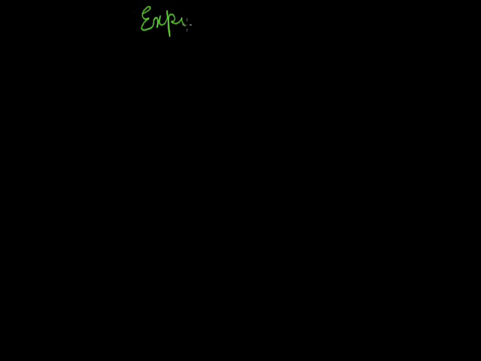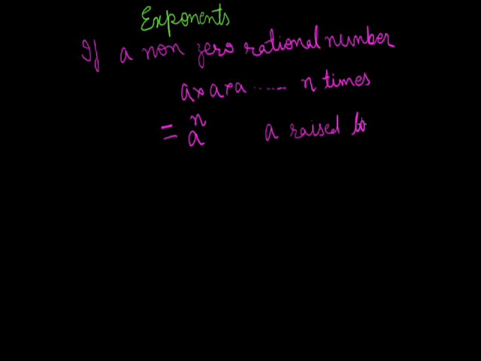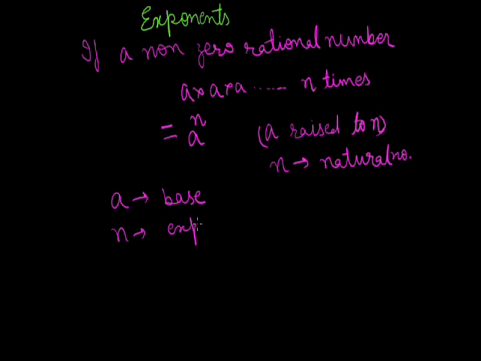Let's study something about exponents. If a non-zero rational number a is multiplied by itself and this multiplication is carried out n times, where n is a natural number, this product can be written as a raised to n. We read it as a raised to n, where n is a natural number. This format is known as exponential form, and a is known as the base, n is known as exponent.